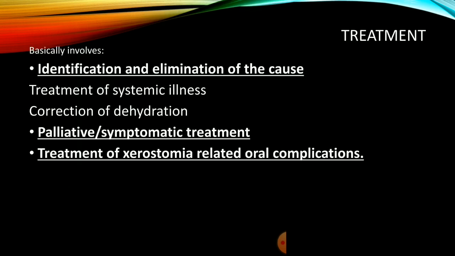Next, we move on to the treatment. Among treatment, we have three headings. First is identification and elimination of the cause. This is the first and foremost step for any treatment: we need to eliminate the underlying cause of the disease. Followed by which we have palliative or symptomatic treatment, and followed by that, treatment of xerostomia-related oral complications.